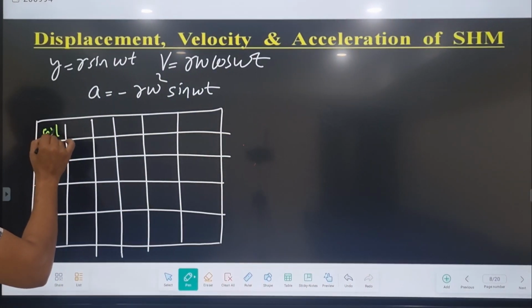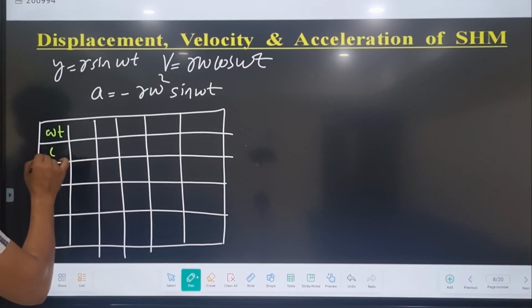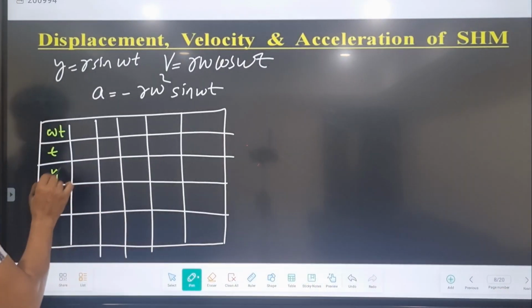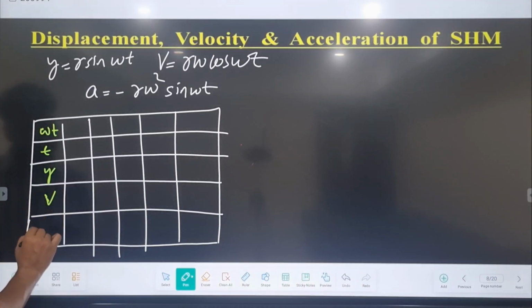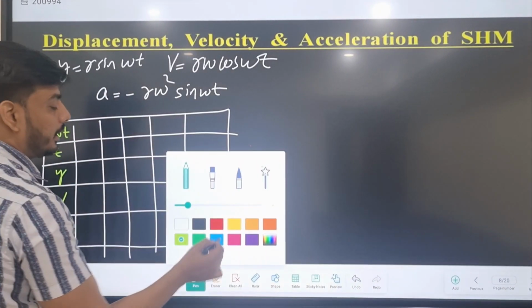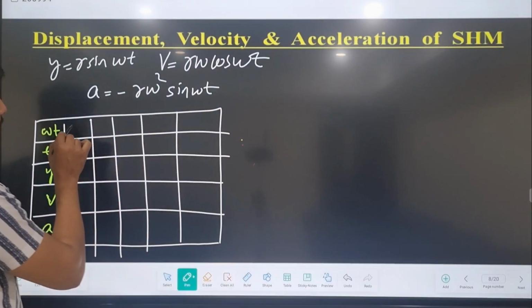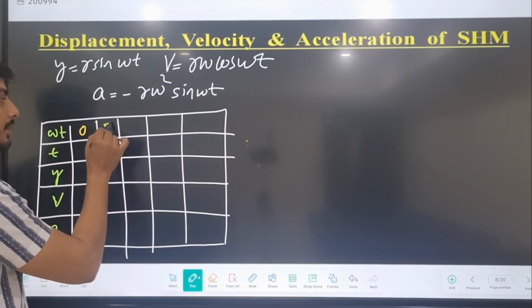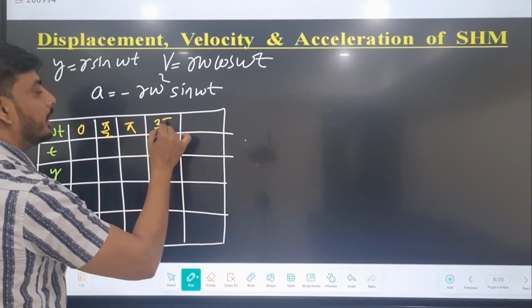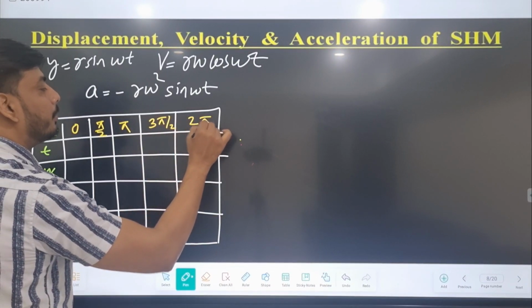Here we can write omega t, and t also you can write. Then the different values of y you can calculate, v, and a, and the different values of omega t or angle you can directly write. The angle we can start from 0, then 90 degrees, pi by 2, 180 degrees, pi, then 3 pi by 2 and 2 pi.